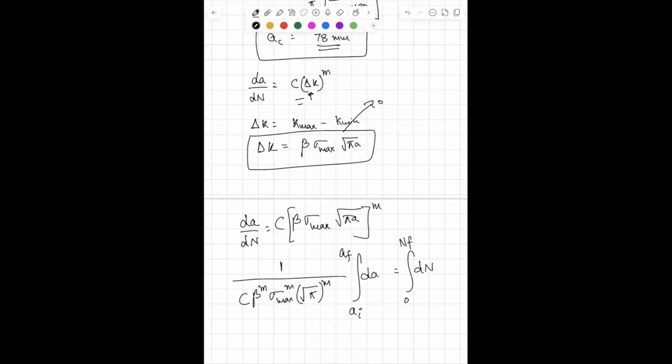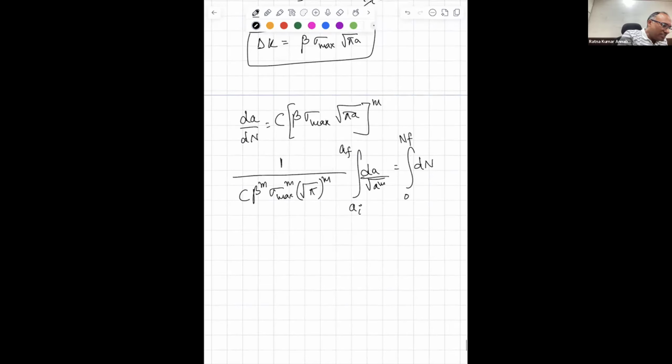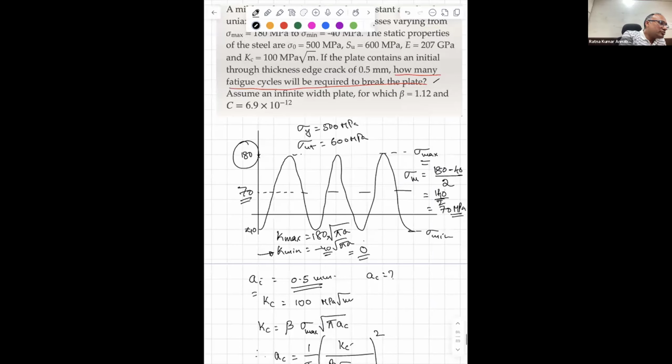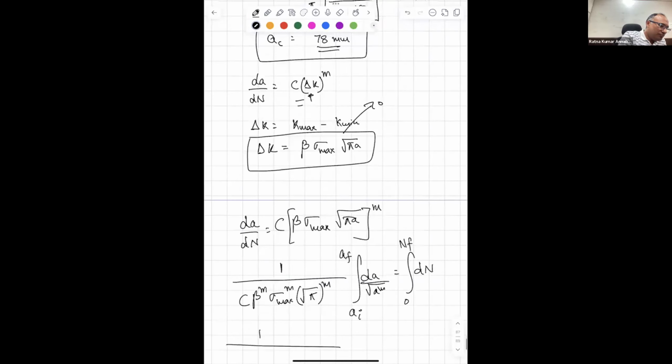So what happened to a power? I mean, square root of a power m. This will become dA by root a power m. Sorry. Thank you. Correct? So now I know what is C. What is C value? 6.9 into 10 power minus 12.